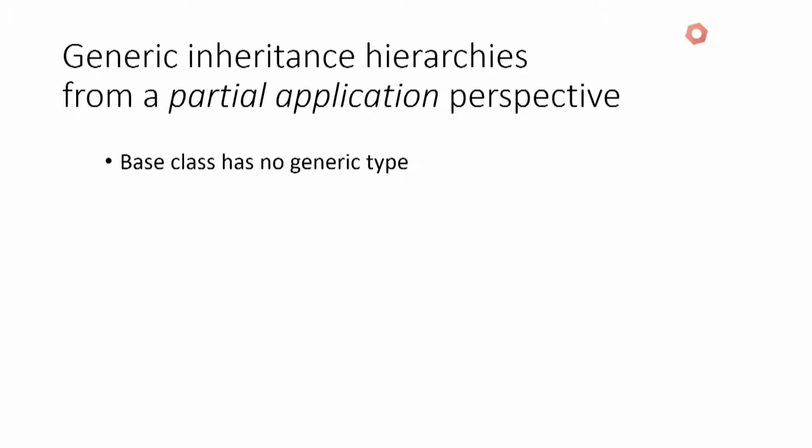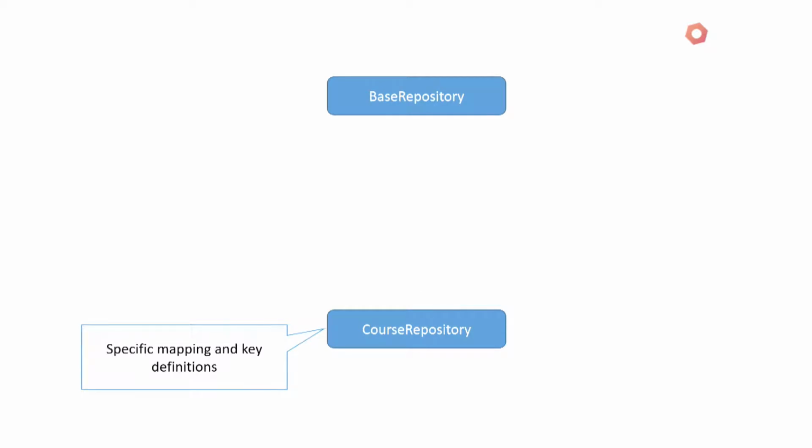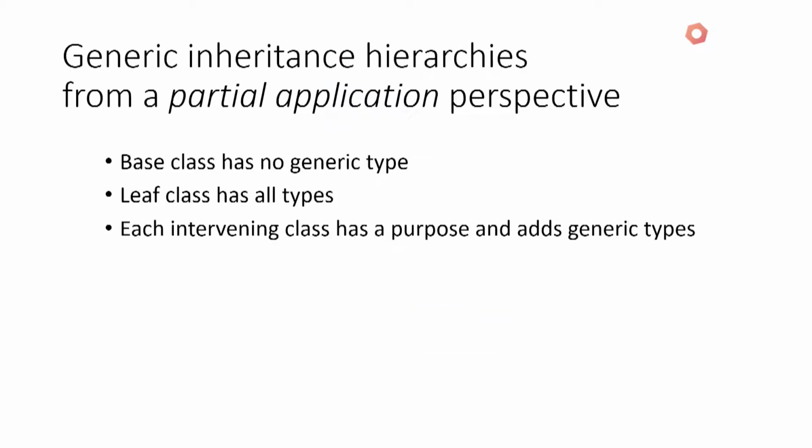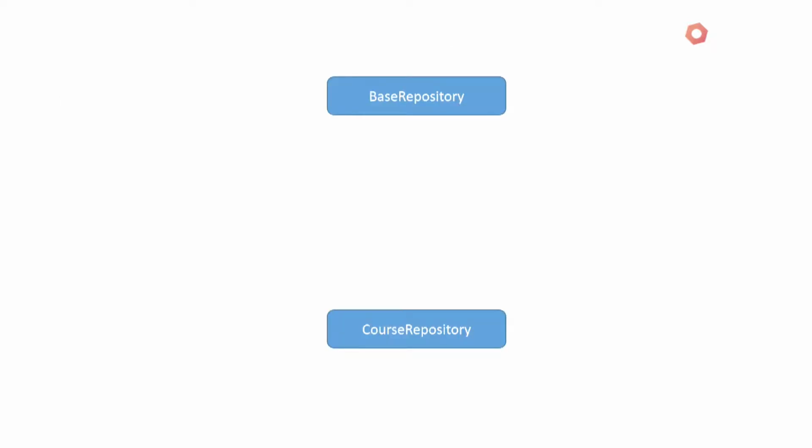So if we take a quick look at one important thing on that, we're going to look at generic inheritance hierarchies to do, in a way, something called partial applications in the functional world. I won't explain that, but I will explain this because this is so powerful. So the base class has no generic type, the leaf class has all the types, and in between we keep adding more types. This is what it looks like.